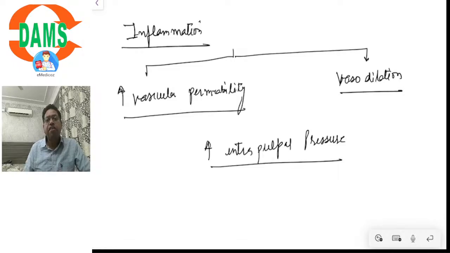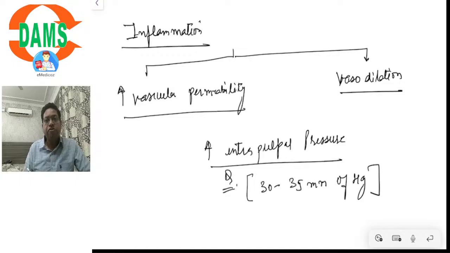intractable pain in cases of irreversible pulpitis. Intrapulpal pressure rises to nearly 30 to 35 millimeters of mercury in cases of pulpal inflammation. Okay, so what is the normal intrapulpal pressure? I have told you. And what is the pulpal pressure in cases of inflammation? I have told you. And what is the reason for increased intrapulpal pressure? These two are the reasons.